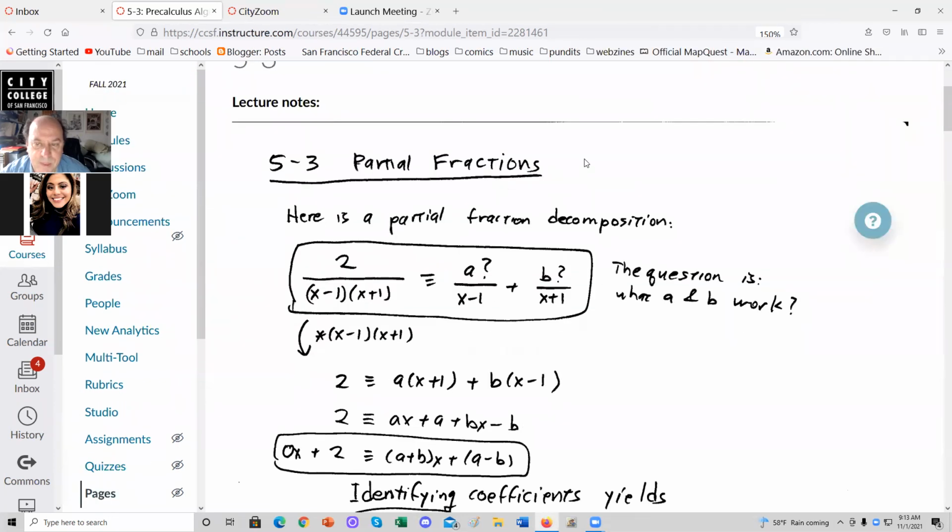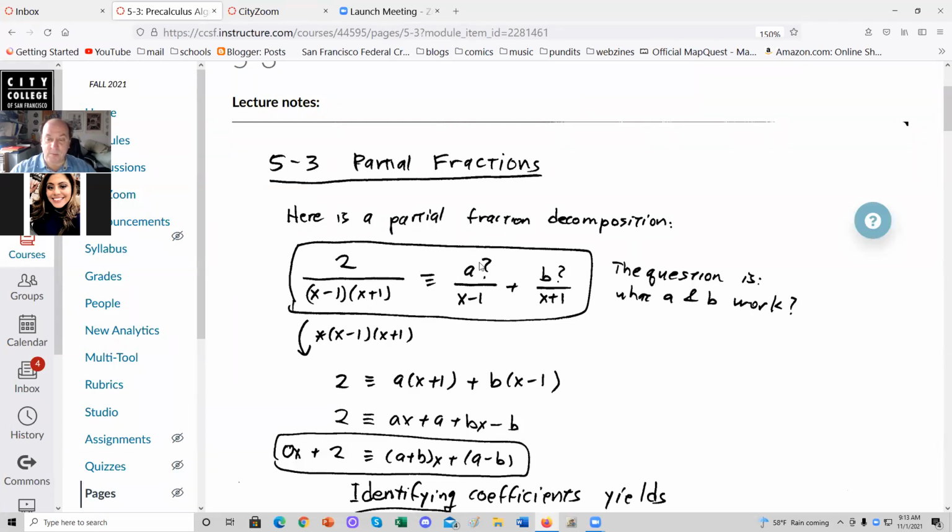Okay. All right. This section 5.3 is about partial fractions. The next one, 5.4, is about nonlinear systems. A bit of a grab bag, but so be it. Partial fractions is something you'll be seeing actually mostly in calculus, when we're trying to integrate, say, this rational function here.